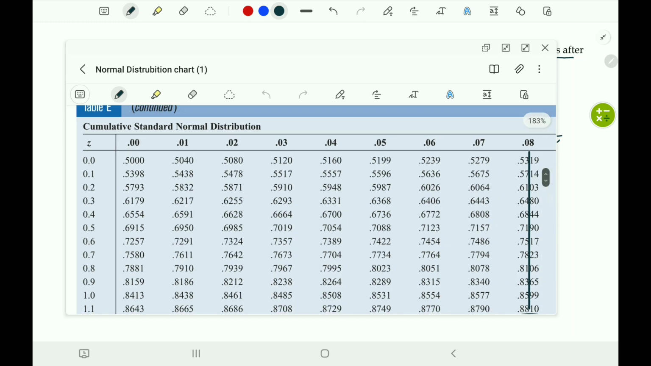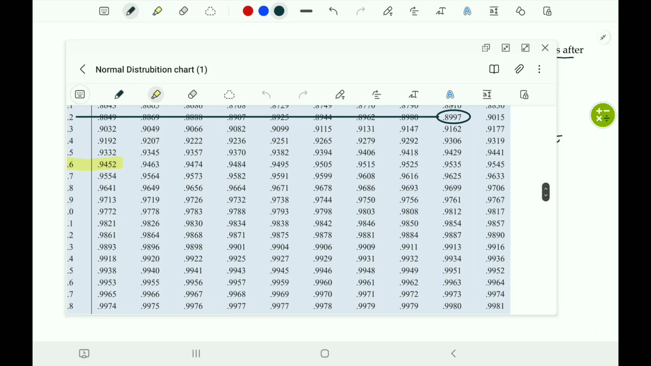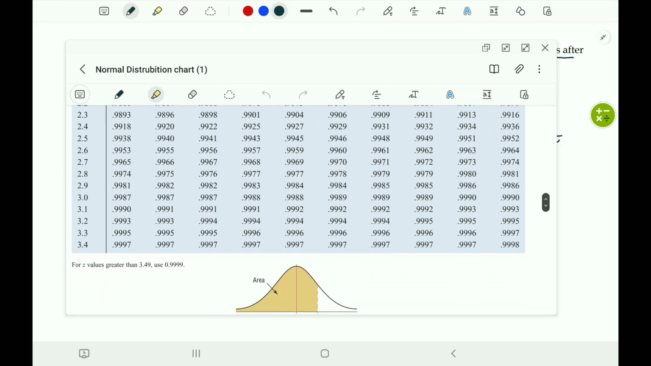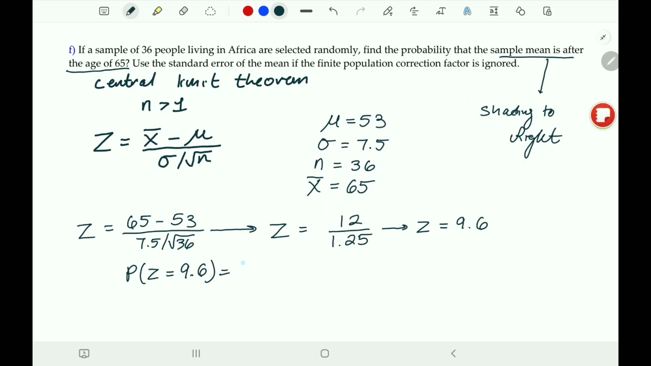There is no z-score of 9.6 on this table, but there is a key indicator that lets us know what to do. For z values greater than 3.49, use 0.9999. So we're going to do that. So this is 0.9999. But because the area is shaded to the right, we must subtract this probability from 1.